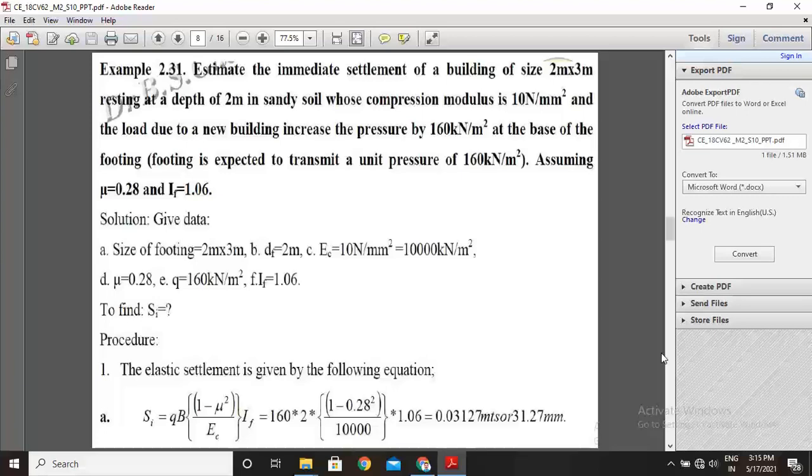In the first step, the elastic settlement is given by the following equation: SI equals q B into (1 minus mu square) by EC into IF. So substitute the values in this equation. Here q is 160, B is 2, mu is 0.28, EC is 10,000, into IF is 1.06. So the answer is 0.03127 meters or 31.27 mm. This is the immediate settlement in meters or mm.